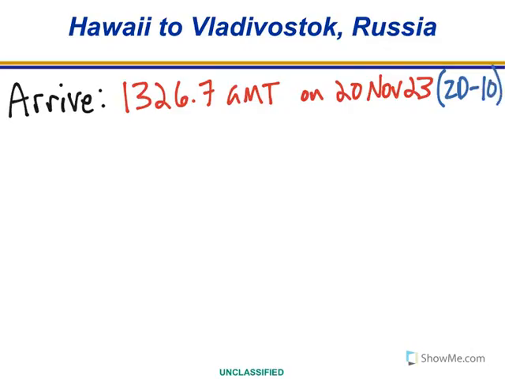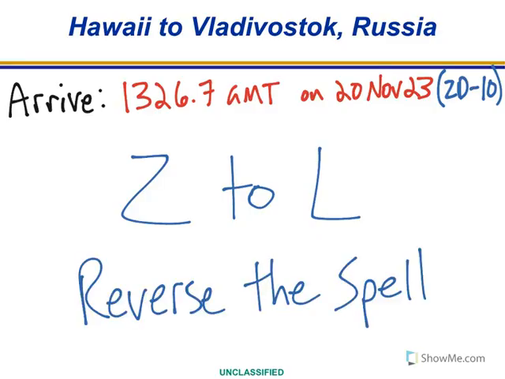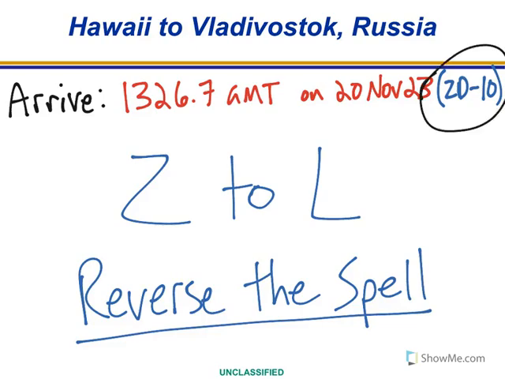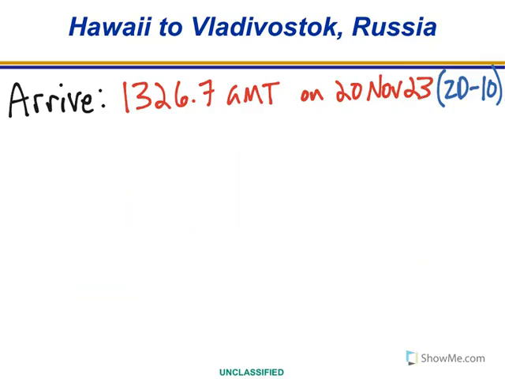Now it's time to apply our zone description. We remember from our ditty that we're going from Z, Zulu, to L, local time. So our ditty is Z to L, reverse the spell. That means we're going to take this zone description up here, and instead of just subtracting 10, we're going to reverse that spell to a plus. We're going to add 10 hours to GMT to get to zone time. So that's going to look like this. We're going to add 10 hours and 0 minutes over here.